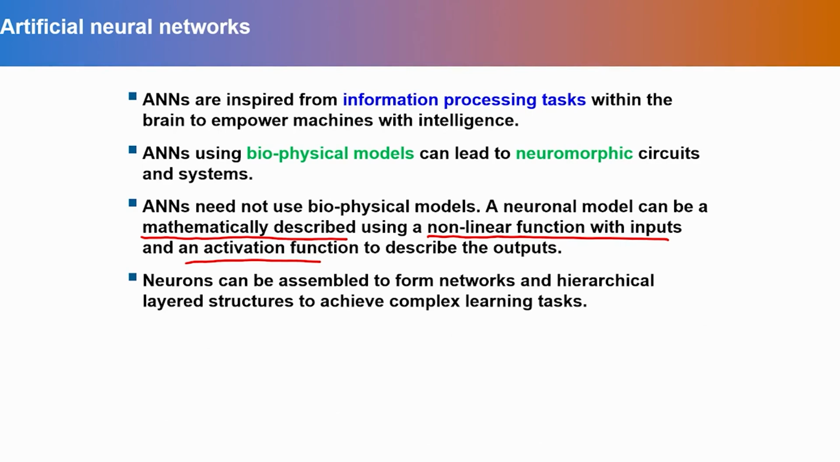And once we formulate the model of the neuron, be it a biophysical model or a mathematical model which is bio inspired, these neurons can be assembled to form networks, and we call them neural networks, and we can evolve a hierarchy of layered neural network architectures to accomplish complex learning tasks. Okay. So, with this we start our journey because we are inspired by how the brain works and we are interested in formulating networks and systems towards learning tasks.